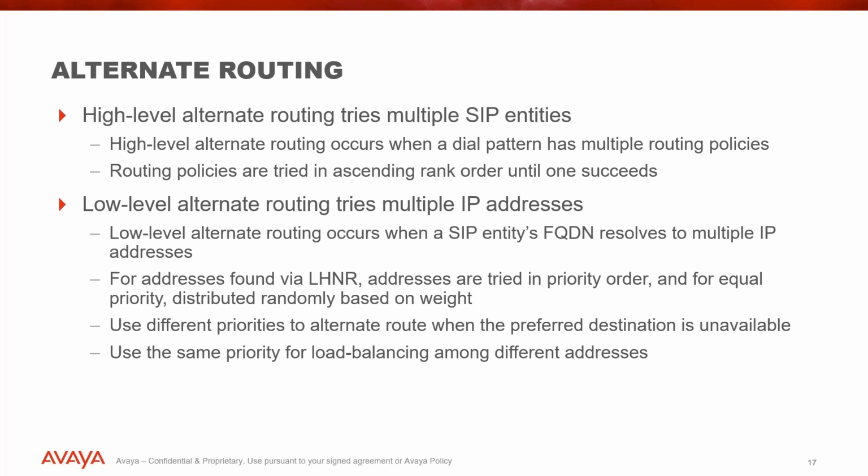You would use the same priority for load balancing among different addresses. So if you have a SIP entity that uses IP address takeover for redundancy, so you've got multiple servers using the same IP address, you could load balance between those multiple servers. You could load balance among different addresses for that one feature server using the same priority, but then calls get distributed by the weight. Use equal weights if you want everyone to get the same number of calls, but if you wanted to, you could send 90% of the calls to a high capacity server or 10% of the calls to a lower capacity server.